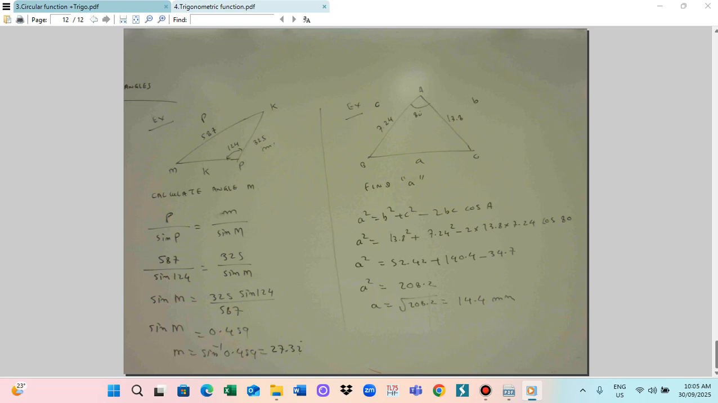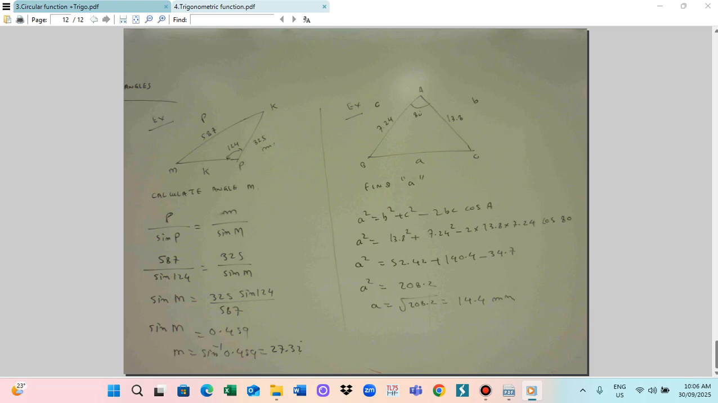So a squared is equal to 52.42 plus 190.4 minus 34.7. So a squared is equal to 208.2. So a is equal to the square root of 208.2. So you get 14.4 millimeters. Now this way you can calculate for the other side.